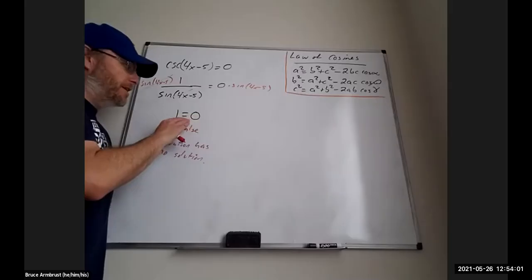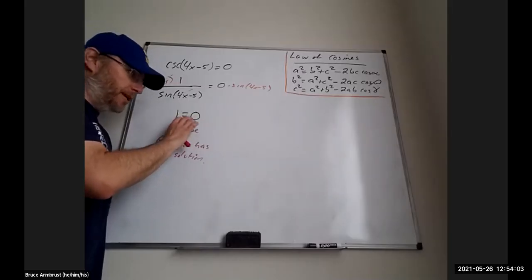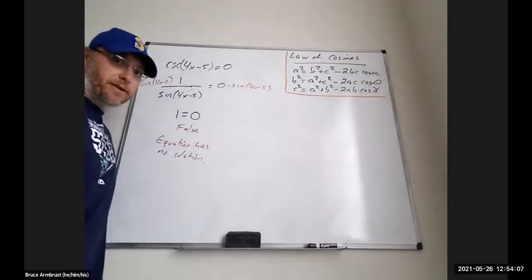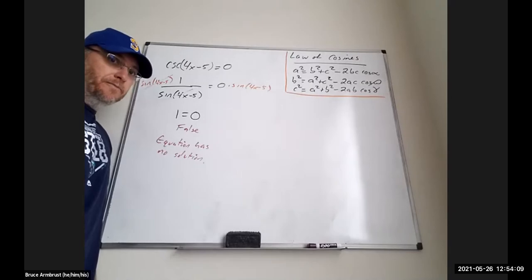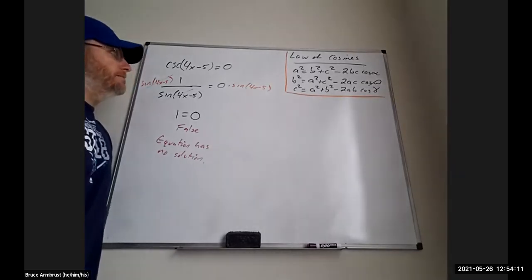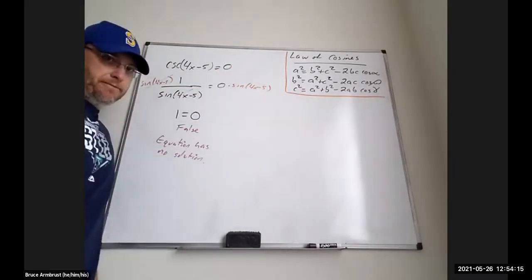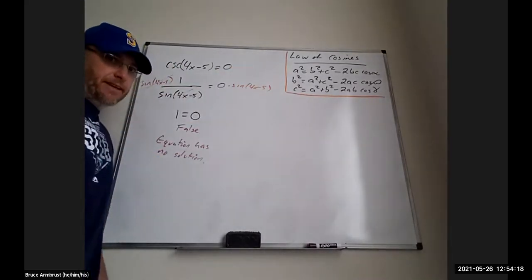If you do this and you end up getting a true statement, like 1 equals 1, then what we know is that everything works and it's actually an identity. But yeah, this one, there's no solution. Never does cosecant equal 0. Never happens. Cosecant is always greater than or equal to 1 or less than or equal to negative 1.